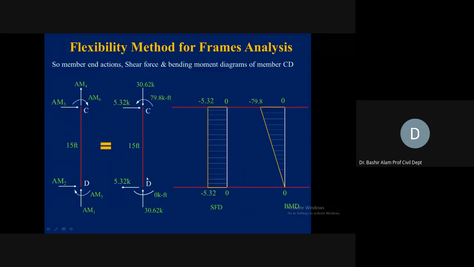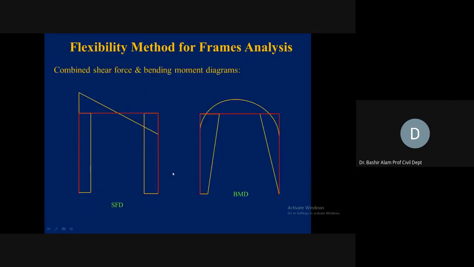For member end actions, we don't have any externally applied member load now. This way we complete the shear force and bending moment diagram. For each element, we got the shear force and bending moment diagram. We just superimpose them on the members, and here we draw the combined shear force and the combined bending moment diagram. With this, now we have completed our problem number 2.